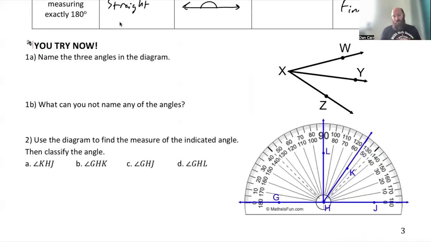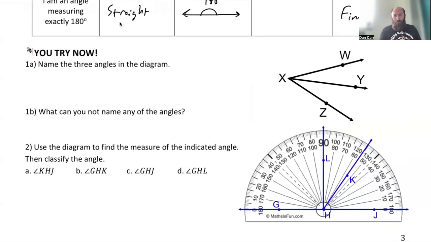I'm going to leave these you try nows for you to do, naming the angles, trying that out here. After that, give it a shot on your own, but that is going to be it for our vocab for day 1. So that is it for 1.1. We'll come back and do some more stuff with our angles later. All right. Take care, everyone.